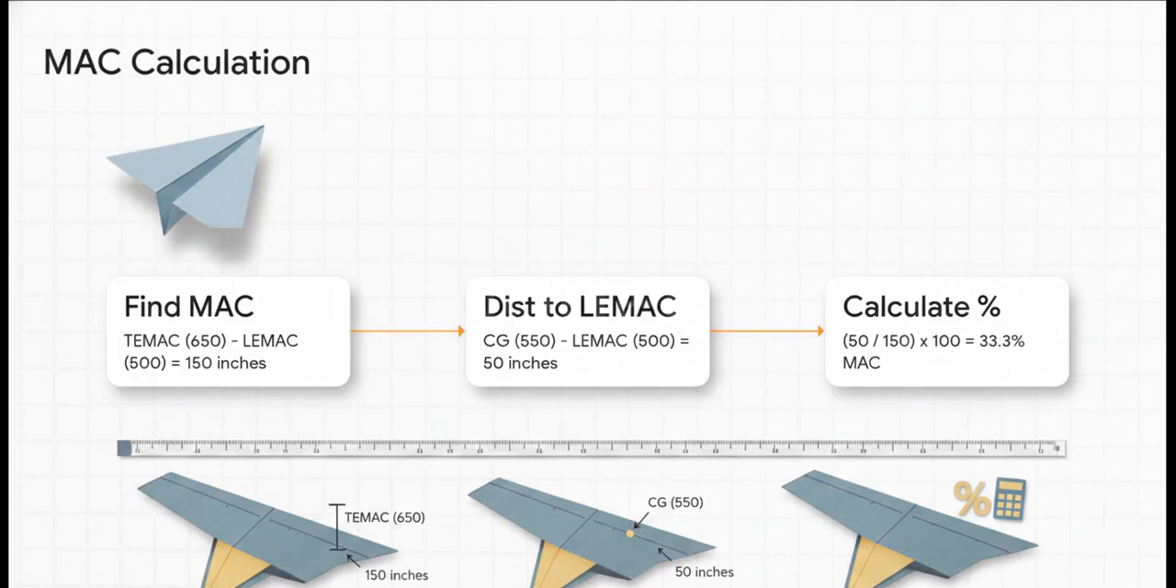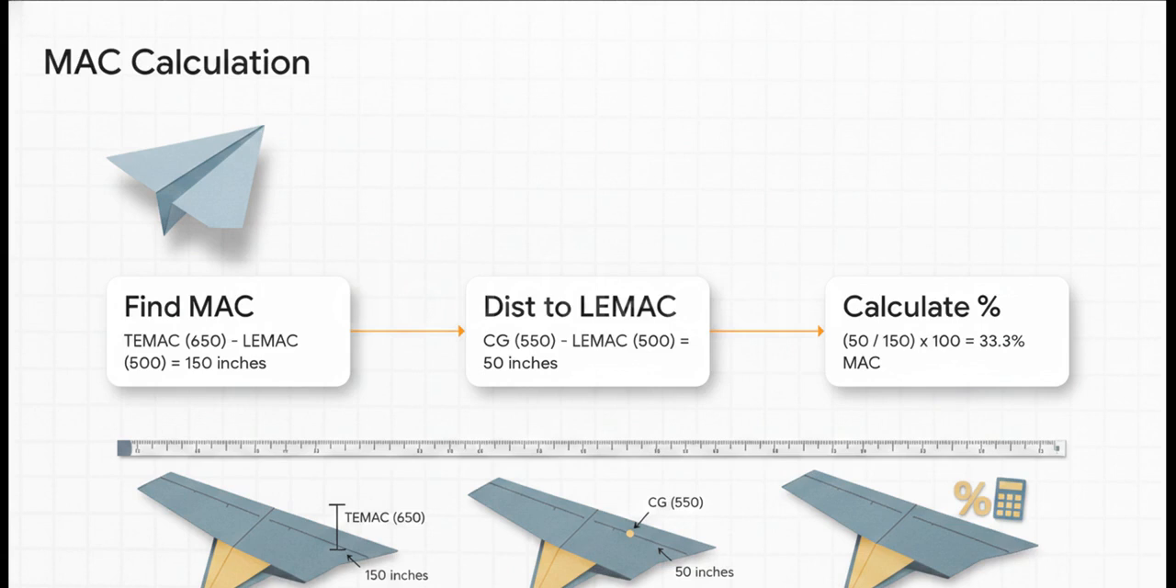Let's say your trailing edge is at 650 inches and your leading edge is at 500 inches. First, find the total MAC length. 650 minus 500 gives us a MAC of 150 inches. Simple, right? Next, let's say your calculated CG is at station 550. How far is that from the leading edge? Well, 550 minus 500 is 50 inches. Finally, you just divide that 50 by the total MAC of 150.